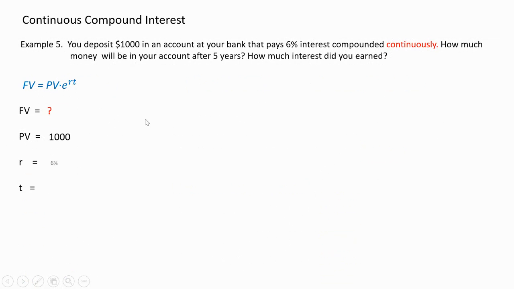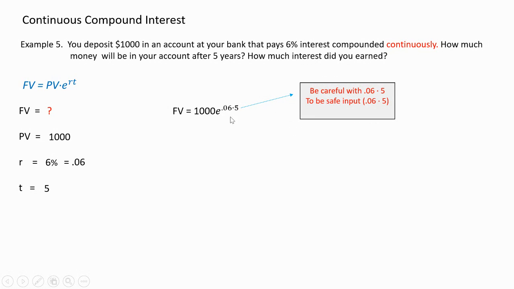So my present value is 1,000. The interest rate is 6%, which is 0.06, and my time is 5 years. So we're going to plug everything into the formula. Here, guys, when you use the base e, it's always wise to put the exponent in parentheses, because if you're not careful and you just put 0.06 times 5, if the calculator doesn't give you the parentheses, you have to put them there, because otherwise there's a way you can make mistakes here.